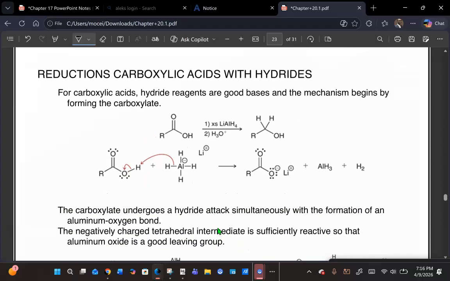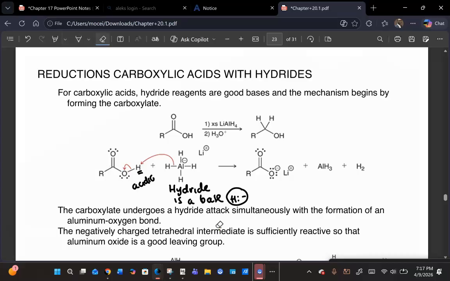Now, when you're reducing carboxylic acid, it is a different story, because I told you the hydride is a base, and the carboxylic acid is an acid. Do you think we are going to attack the carbonyl? No. Priority will be acid-base reaction. Okay, so that is the first step. I don't know what to call this. I'll call this D.